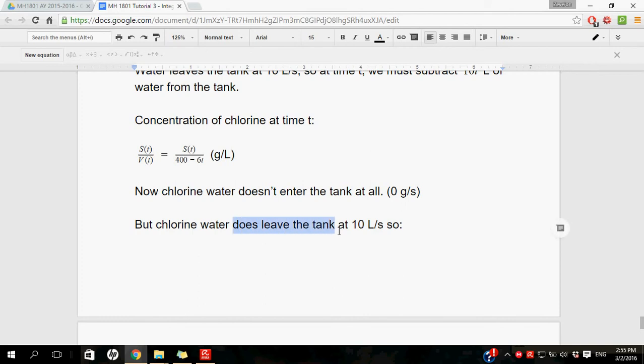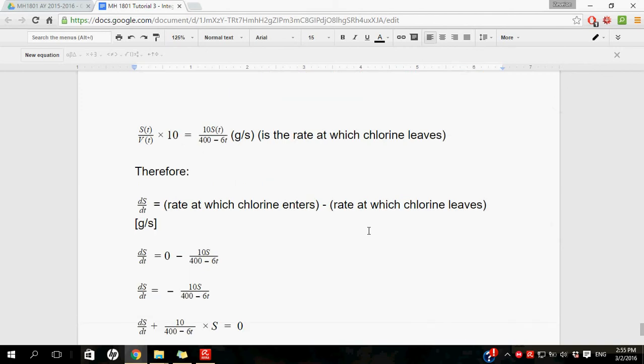0 grams per second. However, we understand that chlorinated water does leave the tank at a rate of 10 liters per second. Therefore, we can work out the rate at which chlorine leaves the tank. Remember that chlorine is measured in grams, so the rate should be in grams per second.